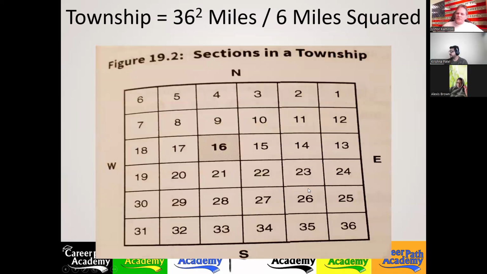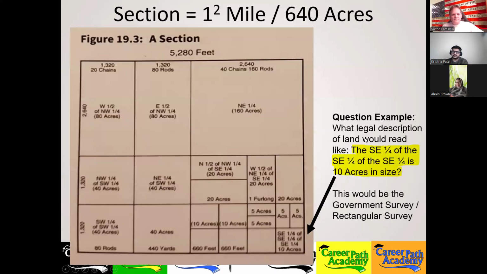So here's a township. It's got 36 squares in it. Each one of those squares is a section. How big is each one of the sections? 1 square mile. Okay. If we were to break this down, we zoom in on a section now. So this entire box that we see here is 1 square mile.